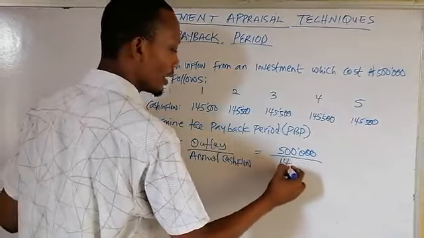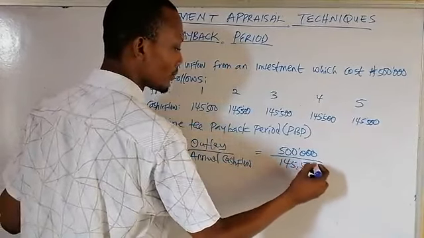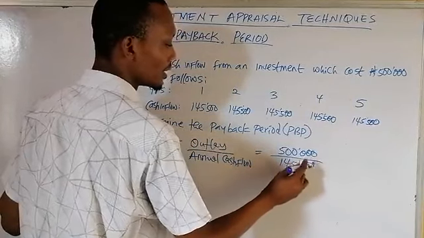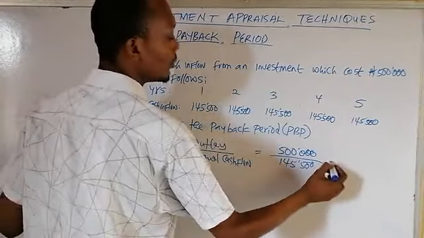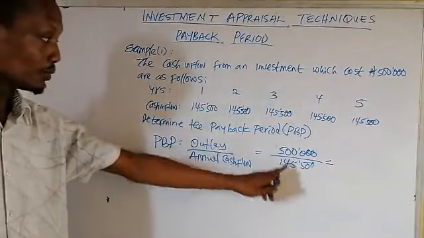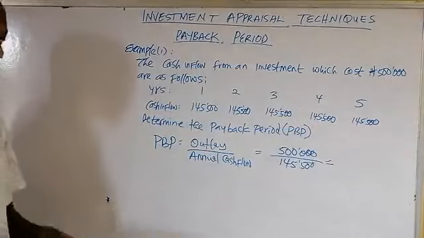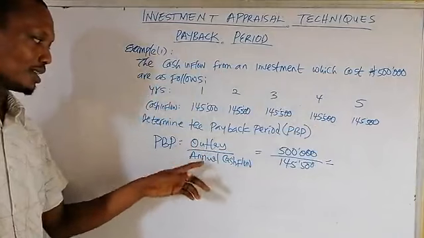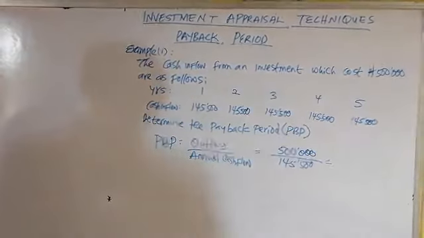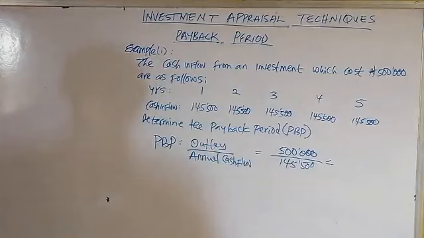The annual cash inflow is 145,500. Why do we choose just one of them? Because they are the same. So just pick one value, that is the annual cash flow. So when you now divide, let's bring out a calculator: 500,000 divided by 145,500, we are going to have 3.434.